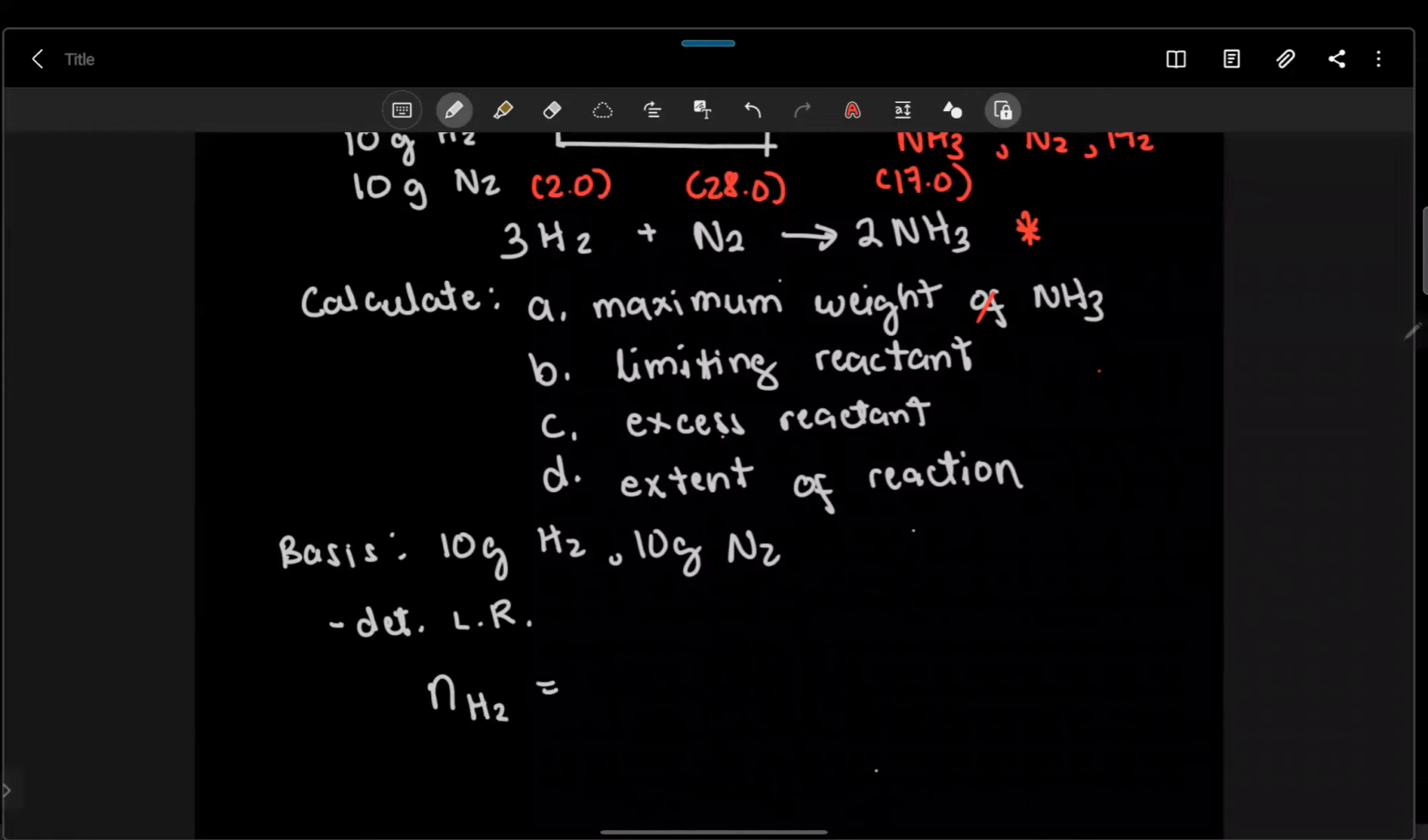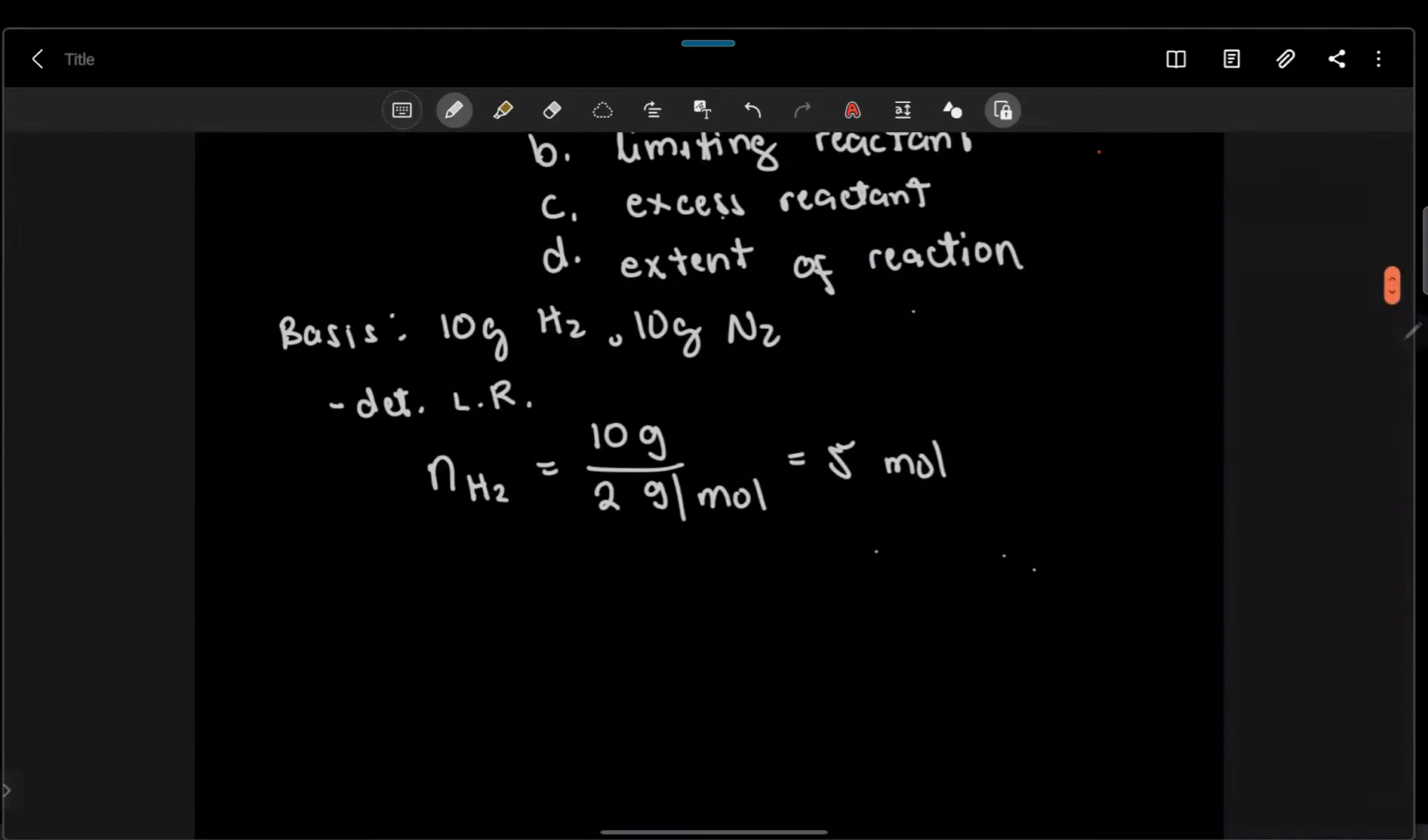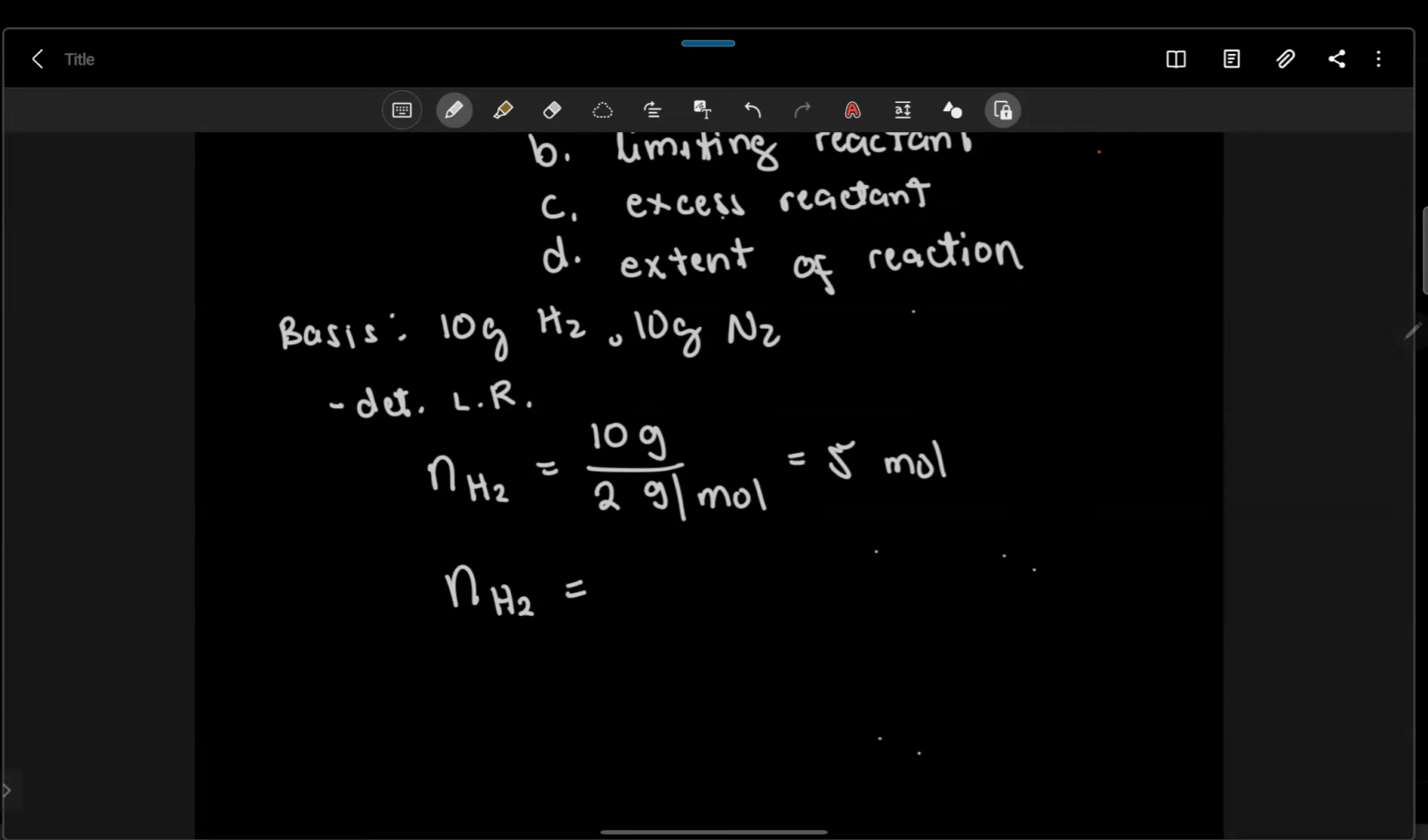How much did we put in the reactor? We have 10 grams of hydrogen. Okay? But the molecular weight is 2 grams per mole, so let's divide by it. Therefore, the moles of hydrogen is 5. Okay? Next, let's do it for nitrogen. For nitrogen, how much? 10 grams also, right? And its molecular weight is 28. So you will obtain a value of 0.36 moles.